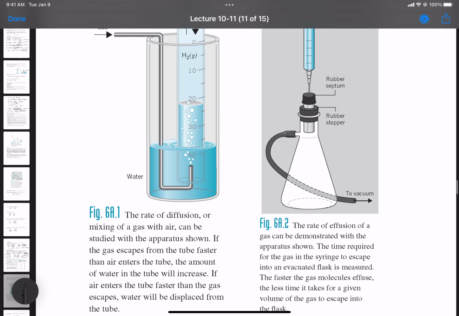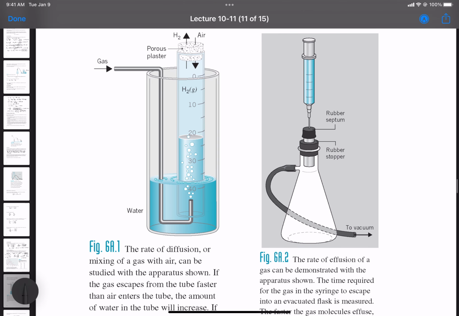Oh, sorry, I got that backwards. So there's actually two tubes. If hydrogen is moving faster, right? It's going to push water into the tube. So the gas pressure will push the air into the tube. It'll push the water up the tube if gas escapes faster, because when you do that, you're displacing volume, right? So the water level will rise.